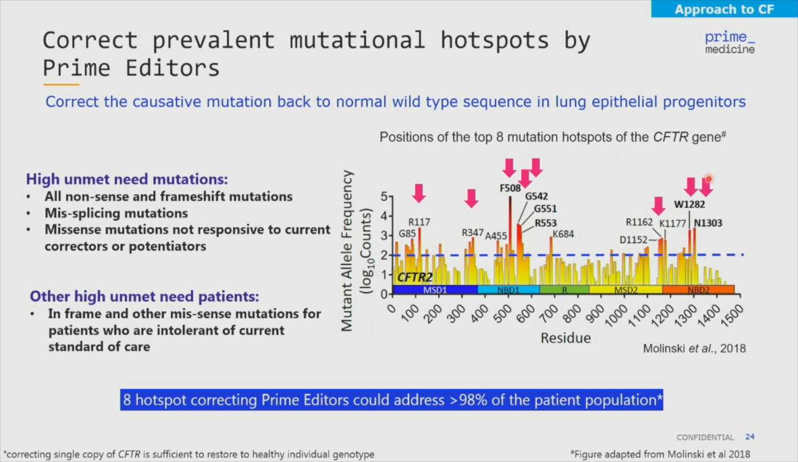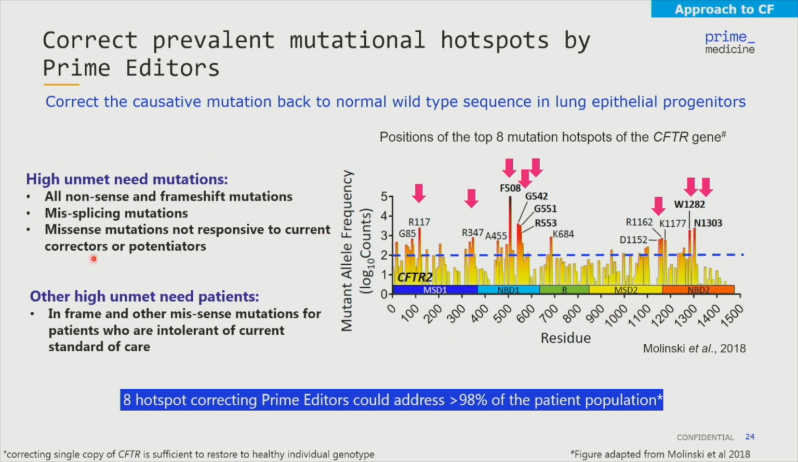And so this is just a map taken from Molinski's paper in 2018, showing you the allele frequency of all the different mutations. And indeed, there are lots of mutations. But of course, many patients are compound heterozygotes, and you only have to fix one copy to have a curative approach for patients. And so our calculations are that if we can develop these 8 hotspot editors, we cover the vast majority of patients. And there may, of course, then be relatively straightforward ways to capture the other patients who still don't have a therapy.